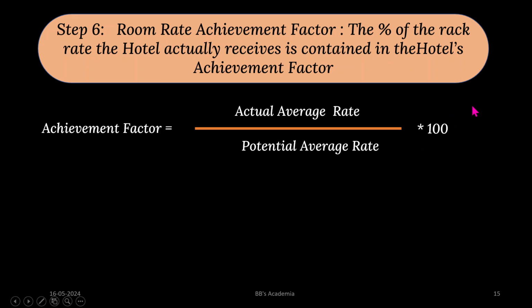Okay. Actual average rate, it was mentioned 7,000 rupees, if you remember our case study in the beginning. Potential average rate, what you have calculated, 8,667, and divided by 100, it is 81%. That means your achievement factor is 81%.